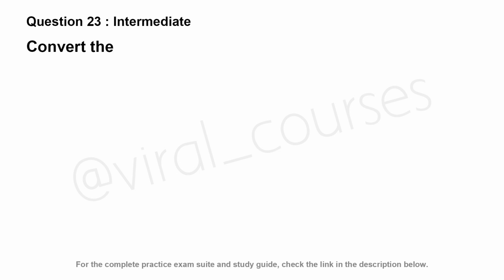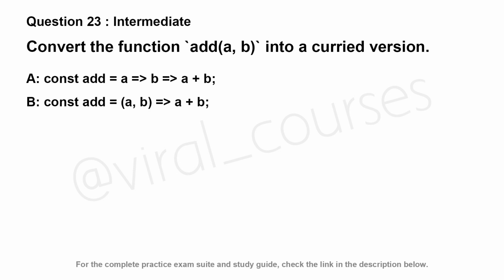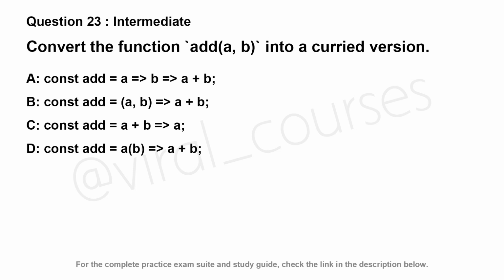Convert the function add(a, b) into a curried version. Option A. const add = a => b => a + b. Option B. const add = (a, b) => a + b. Option C. const add = a + b => a. Option D. const add = (a, b) => a + b.